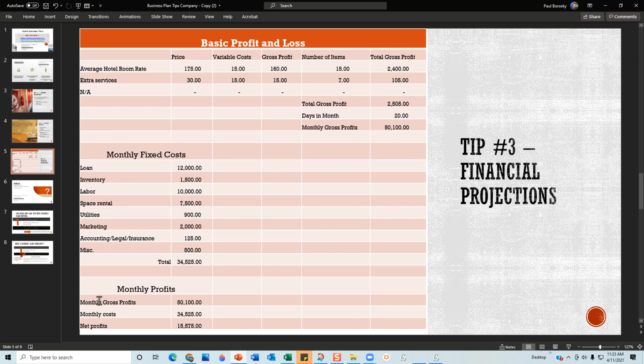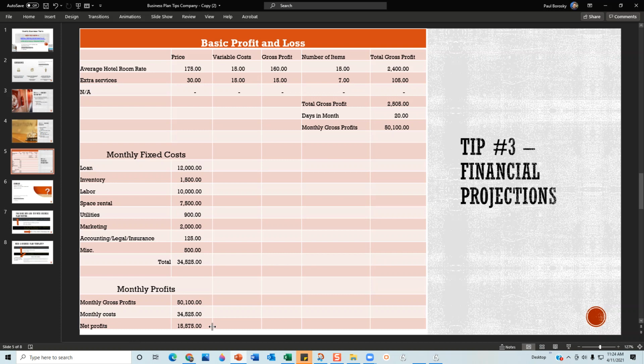Step number 1, monthly gross profits, pull it from here, put it right down here. Step number 2, monthly cost, grab this number here, put it right here. And then finally, you back out your monthly cost from your gross profits, which is going to give you a net profit, in this example, $15,575.